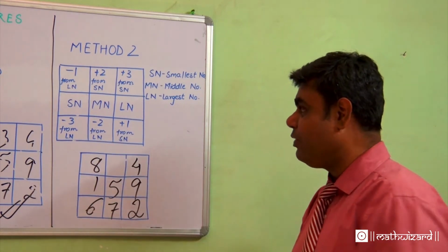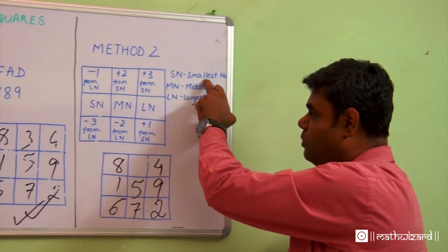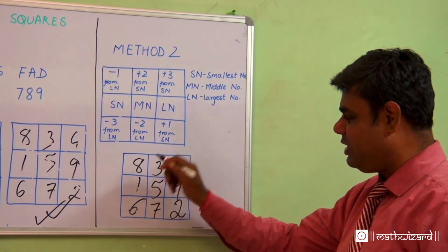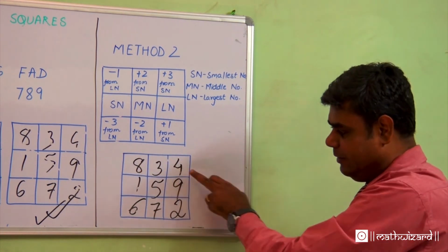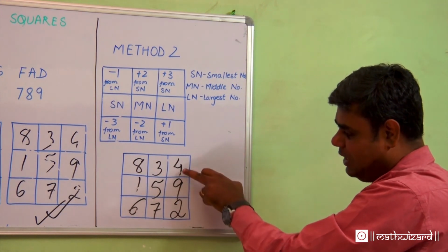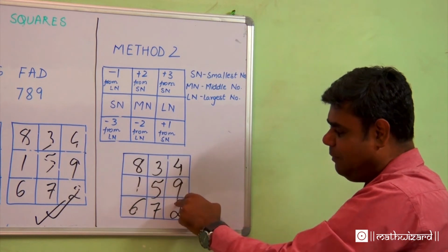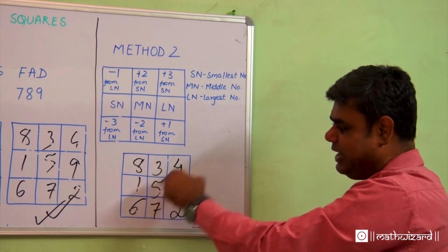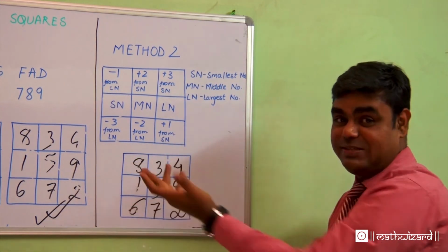Now this is left. Plus 2 from the smallest number. SN stands for smallest number. So 1 plus 2 is a 3. Let's check it out. 11 plus 4, it's a 15. From this side it's correct. If I add this up, 7 plus 8, it's a 15. If I add from this side, it's 15. If I add 8 plus 1, 9 plus 6, 15.